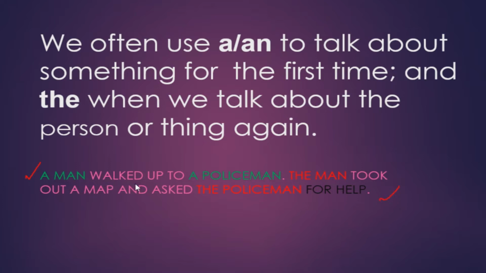A man walked up to a policeman. So here, not a specific man, any man, walked up to a policeman, any policeman. So he went to the policeman. The man took out a map. That means in this case, the man means actually this man. The man took out a map and asked the policeman for help. So this policeman means actually the previous policeman. So when we are talking about a person for the first time, we will use a or an.